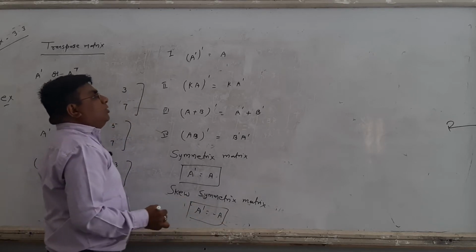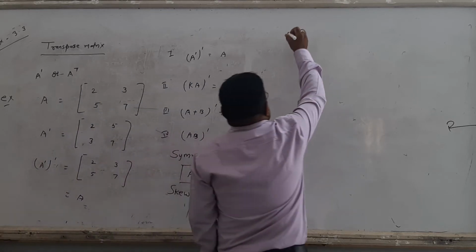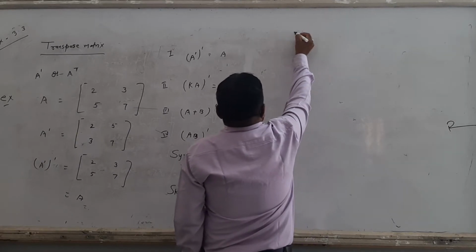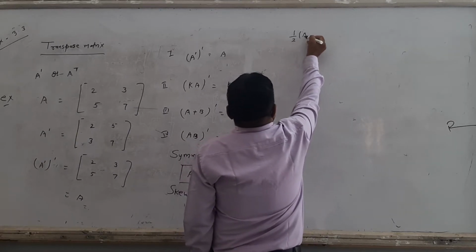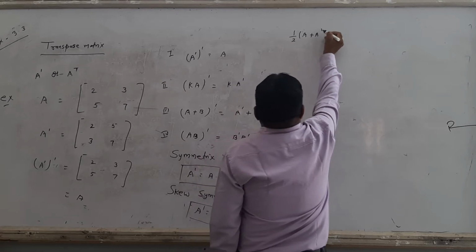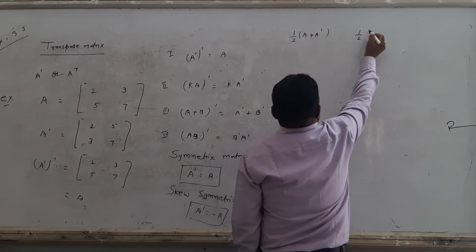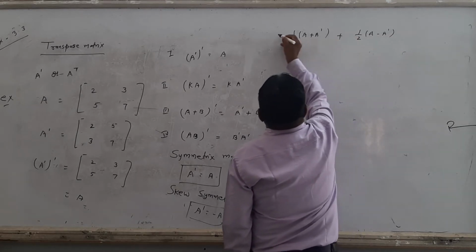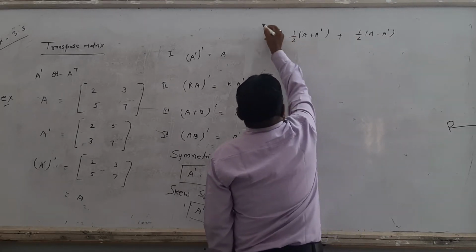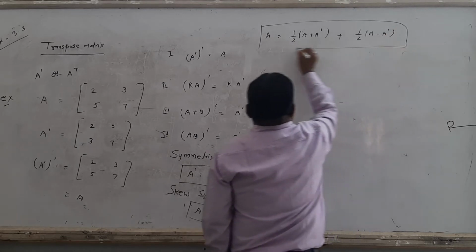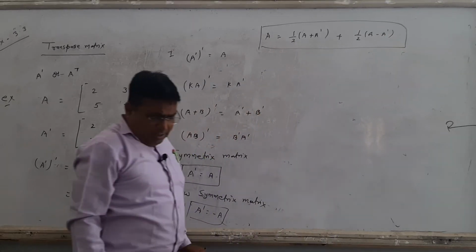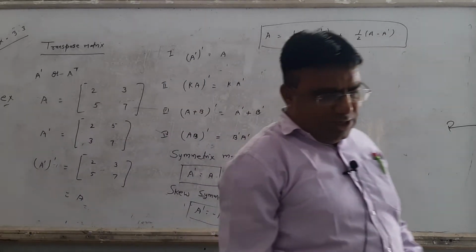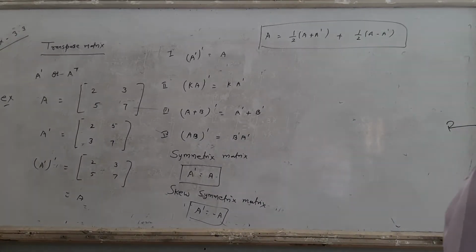And now there is another theorem, important for one question. Suppose half of A plus A dash and half of A minus A dash की value find करें. तो then the sum is equal to A. This is the theorem, important for one question. Now exercise 3.3: the first, second, third, fourth questions are only to find the transpose matrix, right?